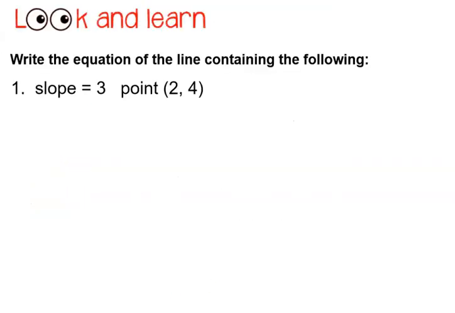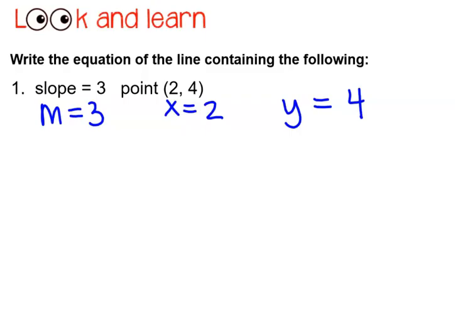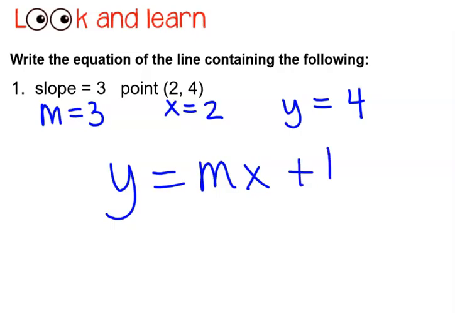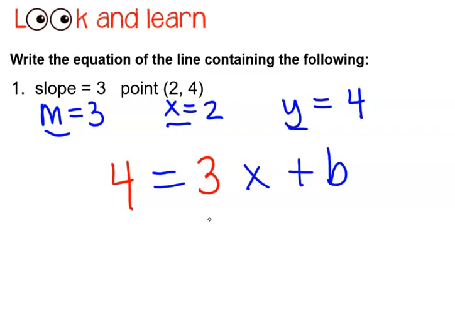Let's try it again. Write the equation of the line containing the following information. The slope value is 3, and the x value is 2. The y value is 4. In my linear equation, I'm going to erase and replace these 3 letters. I'm going to erase the y and replace it with a 4. I'm going to erase the m and replace it with a 3.